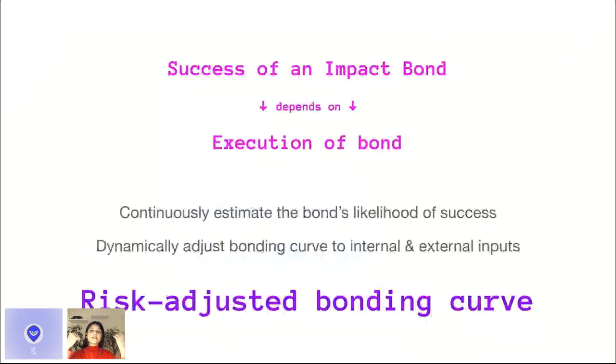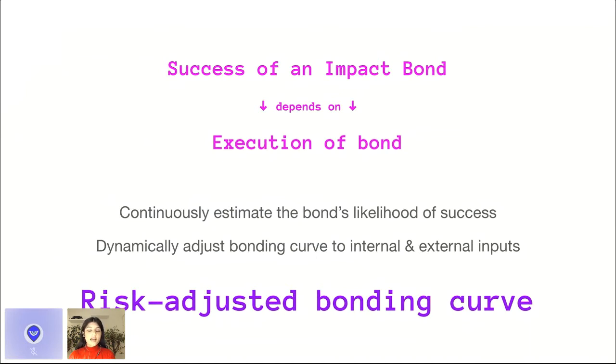So how we fix this is with a risk-adjusted bonding curve, where the success of a bonding curve depends on the execution of the bond, right? And the way we did this is by continuously estimating the bond's likelihood of success, or by continuously estimating the risk that exists within the bonding curve, and then we dynamically adjust the bonding curve while responding to external as well as internal inputs. And by doing so, we're able to make this bonding curve risk-adjusted, so it's adaptive to external signals such as risk, as well as internal signals such as private beliefs of agents.